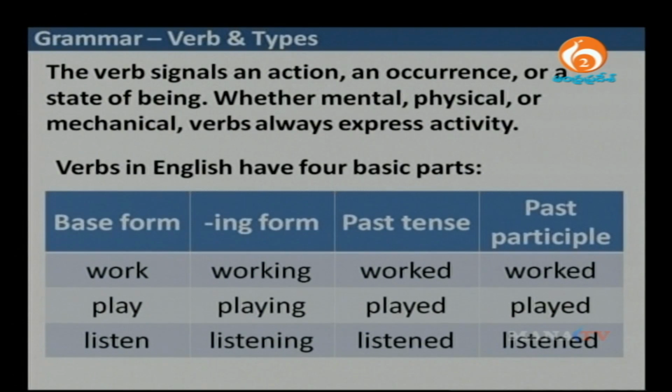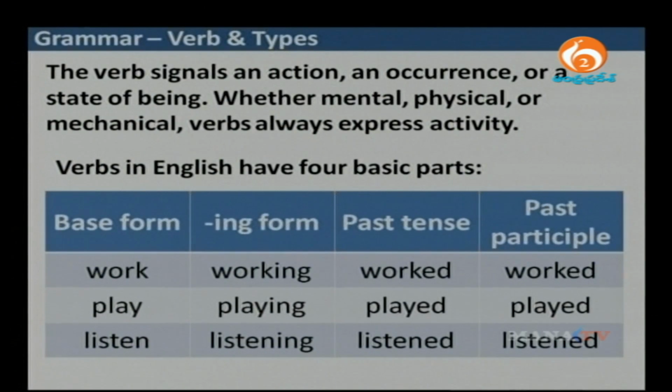The verb signals an action, an occurrence or a state of being, whether mental, physical or mechanical. Verbs always express activity. Verbs in English have four basic parts, which is base form, the ing form, which is a continuous form, the past tense form and the past participle. So we can just keep aside past participle for a while, just focus on the base form, the ing form and the past tense form.